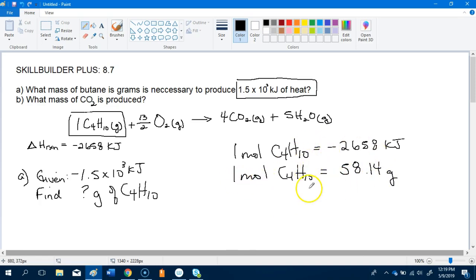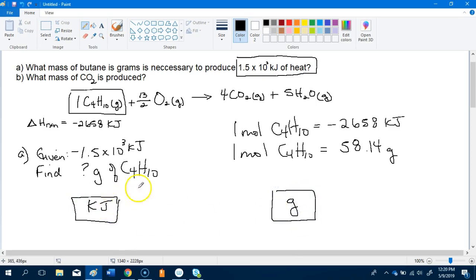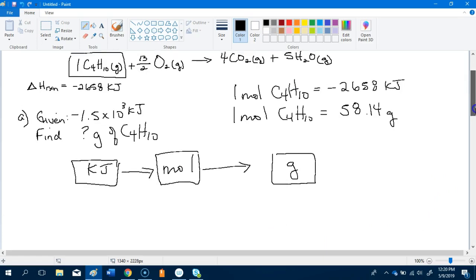So I'm going to use these two conversion factors to help me find how many grams of butane give me this amount. The last thing I'm going to do is my map. Different from the Skill Builder for 8.7, instead of going from grams to moles to kilojoules, I'm going to go backwards. I'm going to start with my kilojoules. I want to get to grams. I can't do that big leap. I have to go to moles first and then to grams. So that's the map that I'm going to use, my solution map.